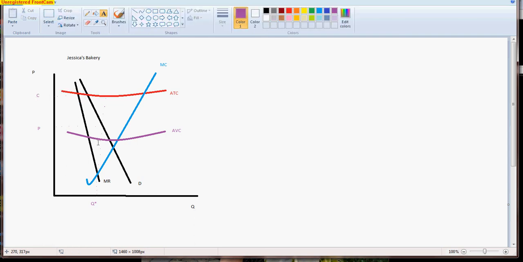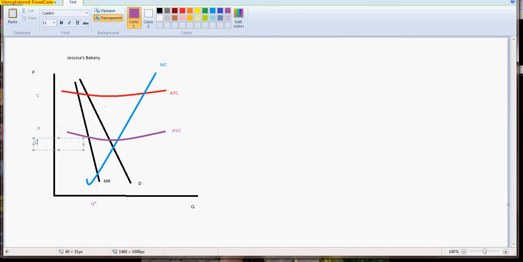And then we're also going to, for this case, to show how even though we're making losses, we're going to be staying open in the short run. We're going to go up from Q star to our average variable cost, and we're going to draw that cost as well. And we'll label that C2.